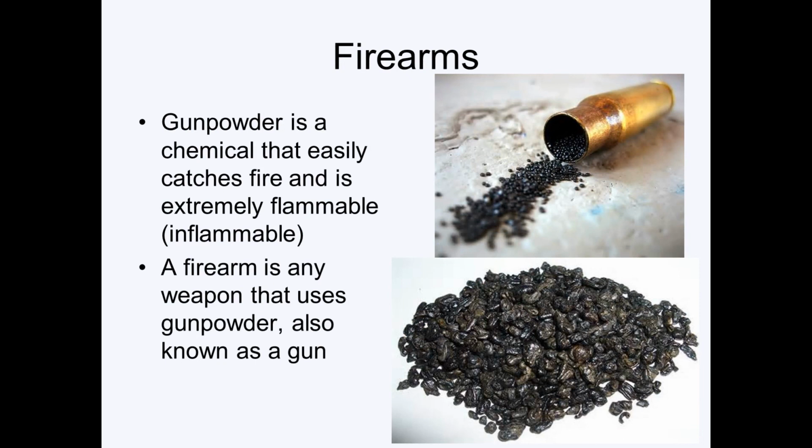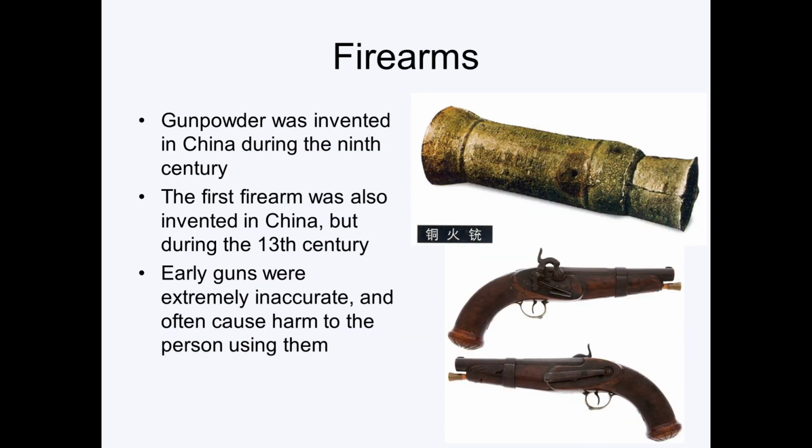Gunpowder is a chemical that easily catches fire and is extremely flammable, or if you remember when we discussed this, inflammable, right? A firearm is any weapon that uses gunpowder, also known as a gun. Gunpowder was invented in China during the 9th century. The first firearm was also invented in China, but during the 13th century.